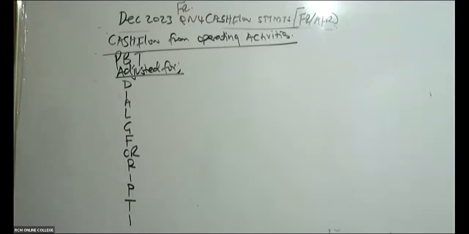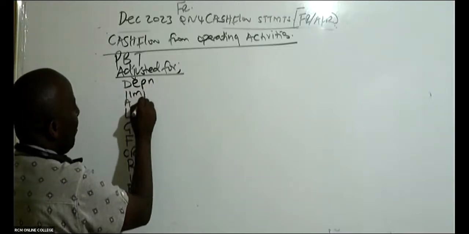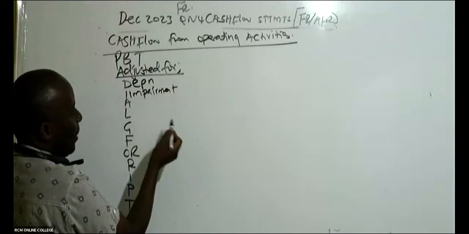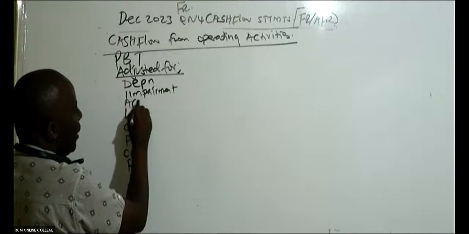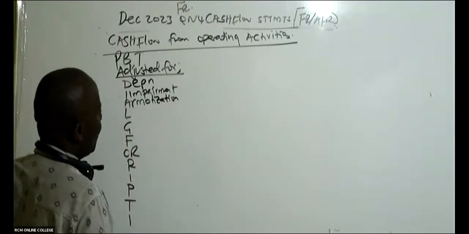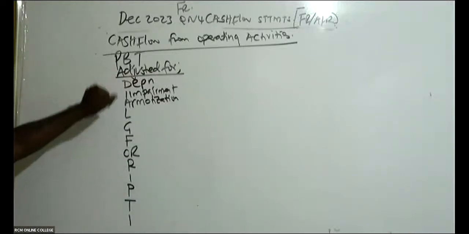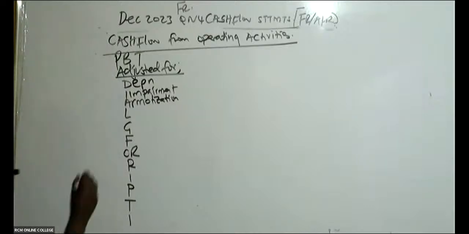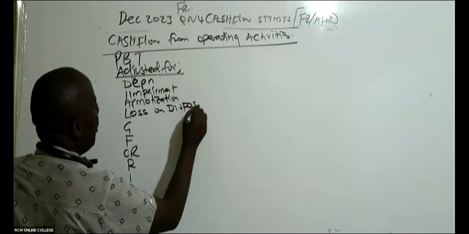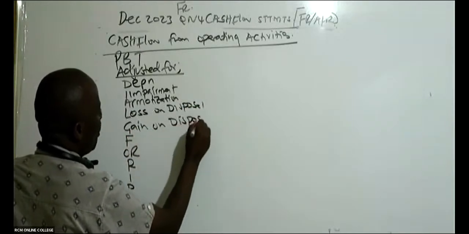All right. So this D stands for depreciation. We have impairment of intangible assets. We have here amortization. Rather, impairment of assets, amortization. We have here loss on disposal, gain on disposal when you dispose assets.